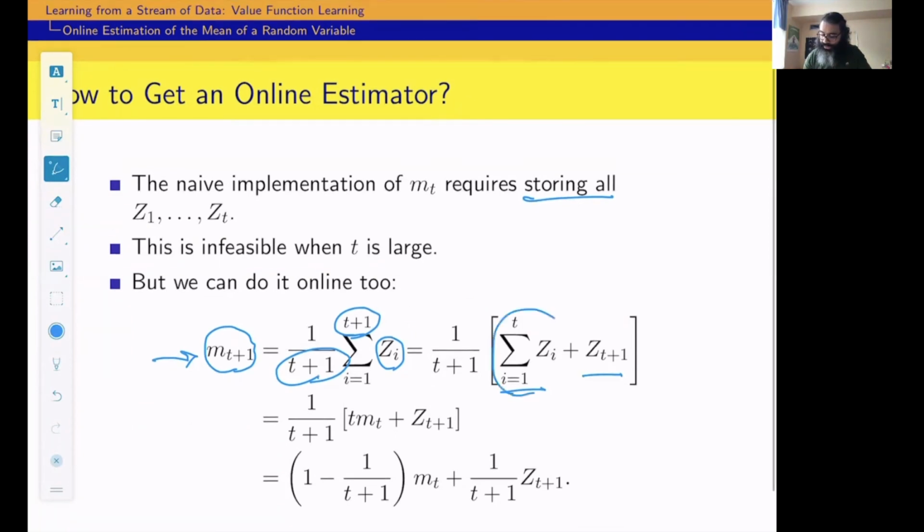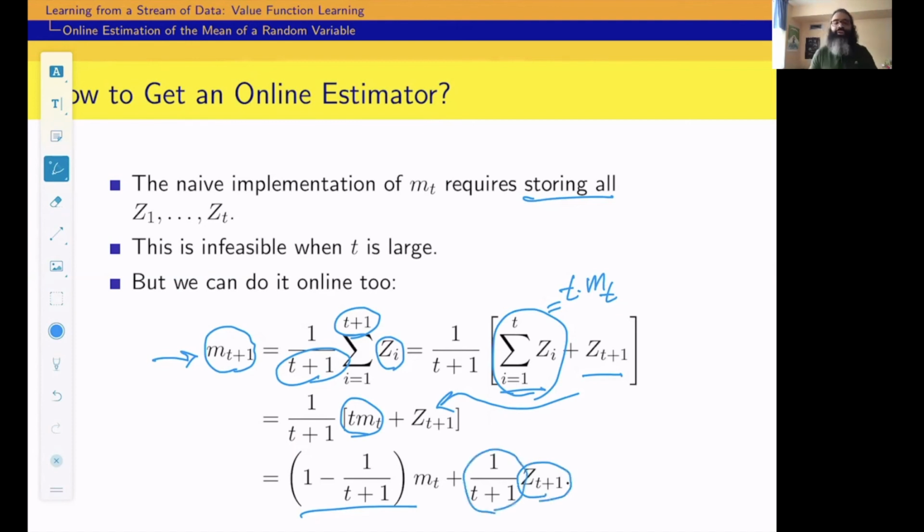The first term is equal to T times M_T, which we have here, and then we have this z_{T+1}. With a simple algebraic manipulation, we get (1 minus 1 over T+1) times M_T plus z_{T+1} times 1 divided by T+1. So this is essentially an online update that uses the previous value and the new sample.